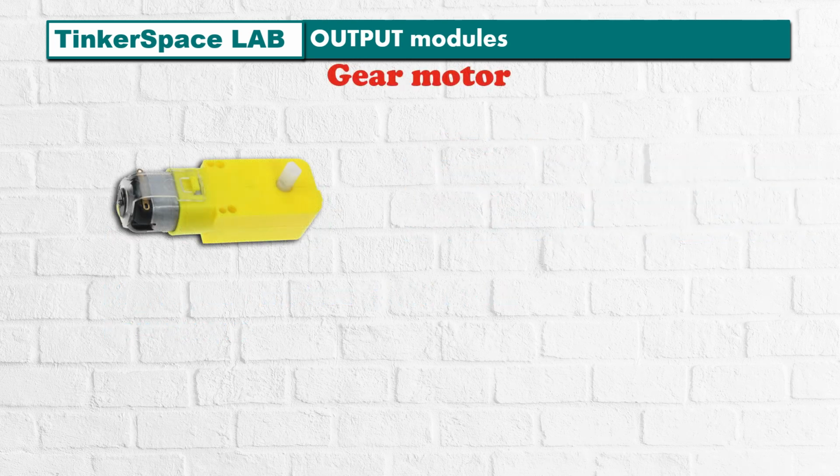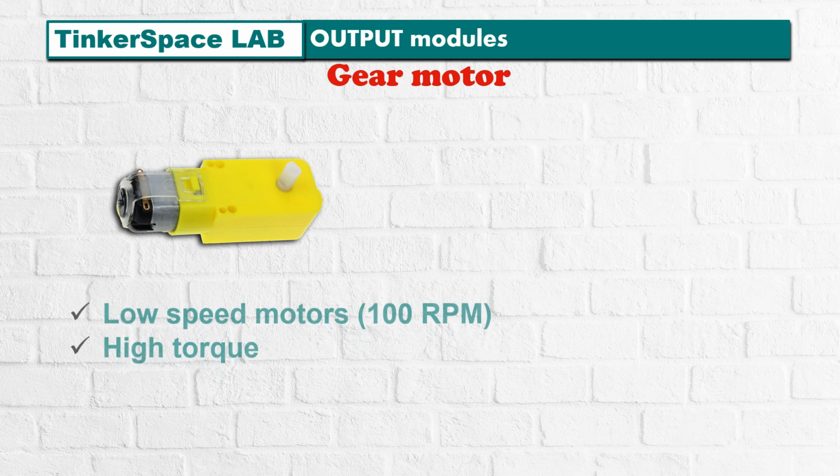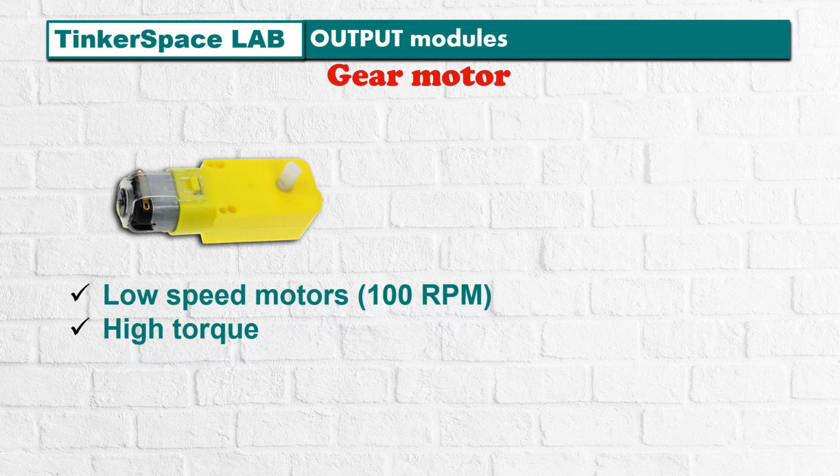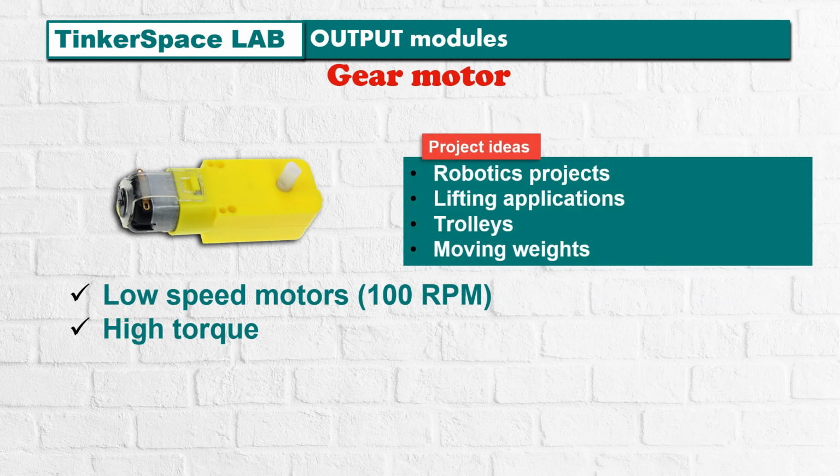Gear motor. Gear motors are designed for power and precision rather than speed. Features: low speed motors, typically around 100 rpm, high torque, which allows them to lift or move heavier objects. Example project ideas are robotic projects requiring precise movements, lifting mechanisms like trolleys or conveyor belts, moving heavy weights efficiently.